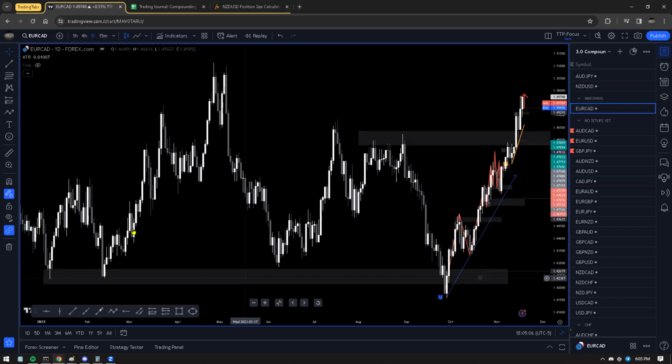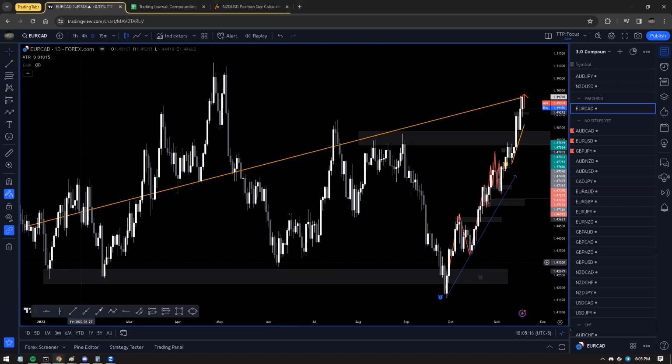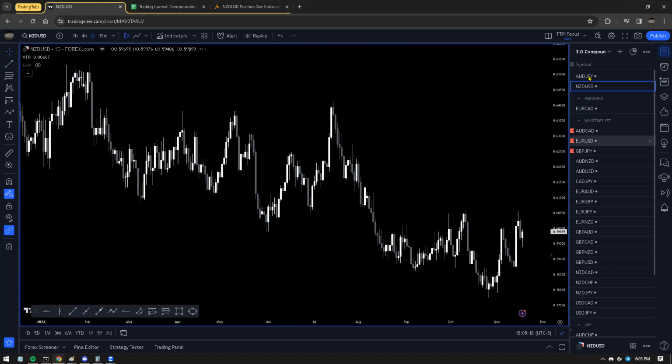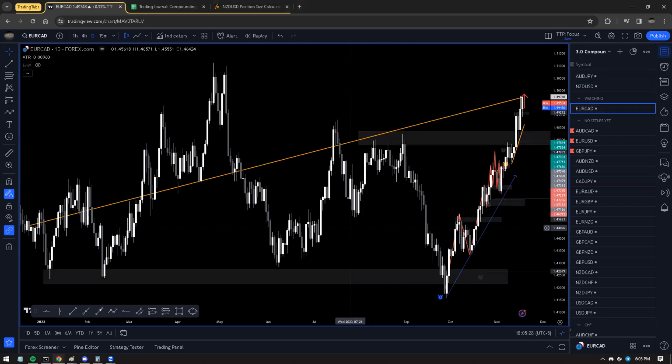How do we get there? Price started here, price started there. This one is definitely not. I would not say this is an uptrend. Just because of the way, if we look at JPY and the way this started down here to up there, that looks more like an uptrend in comparison to this.